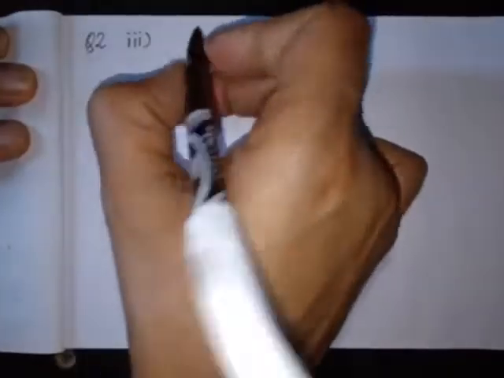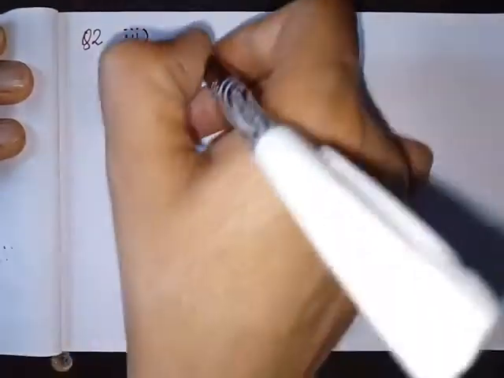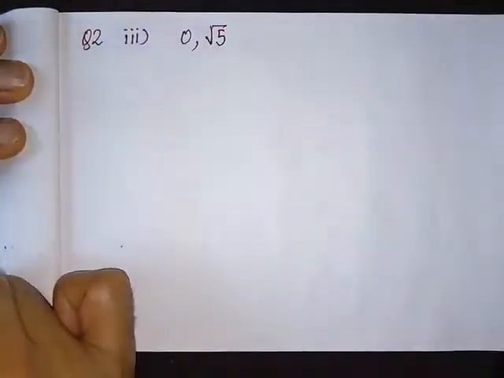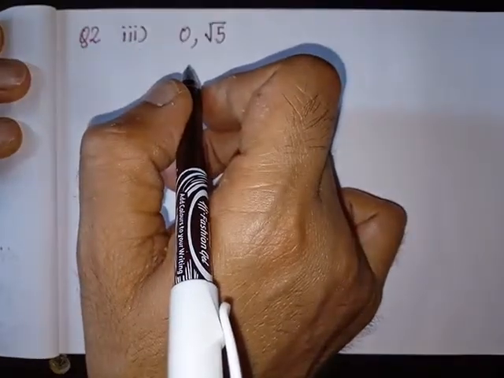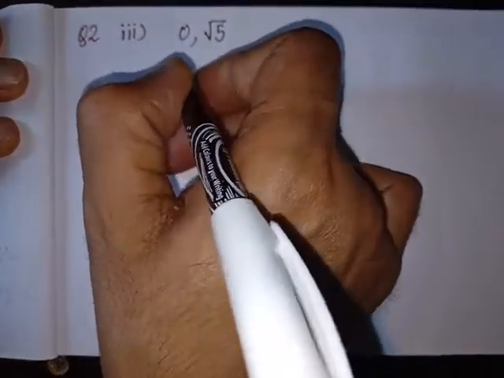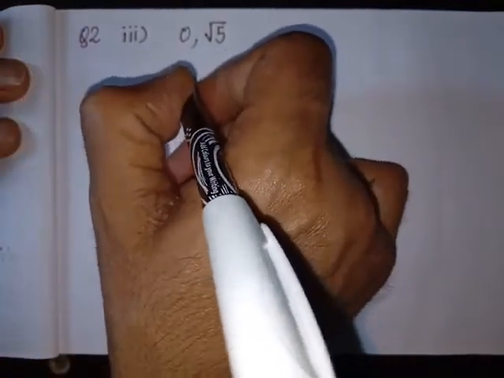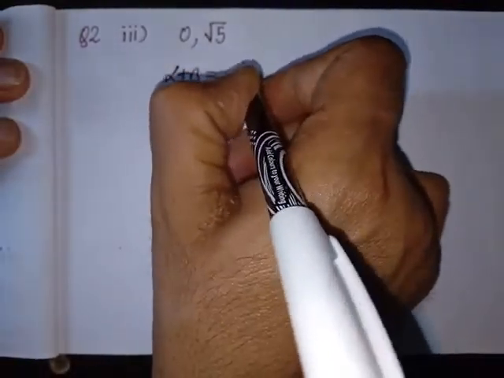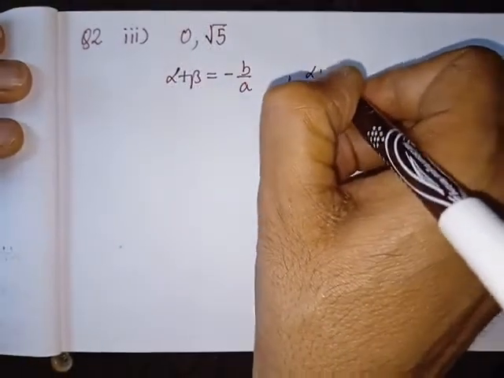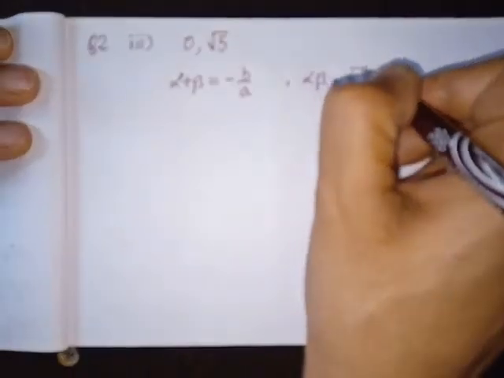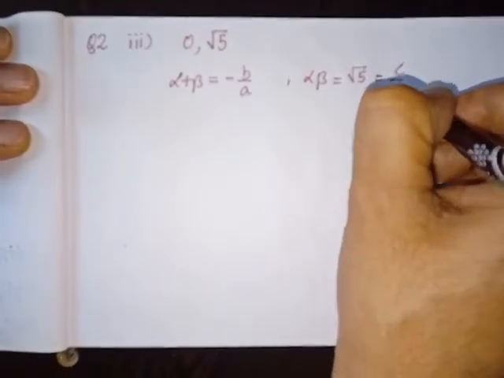Now we will discuss one more part from question number 2. In question number 2, we will be doing the third part, where the sum of the roots given is 0, whereas the product is square root of 5, and we have to form a quadratic polynomial. The sum of the roots is given, so alpha plus beta is equal to minus b upon a, and alpha into beta is given, which is root 5, which is c upon a.